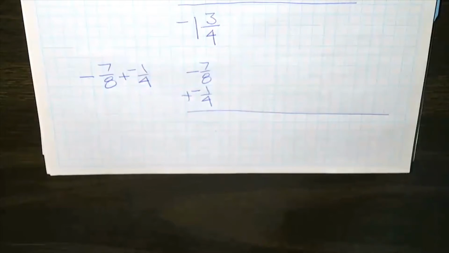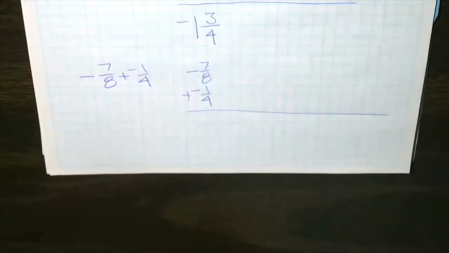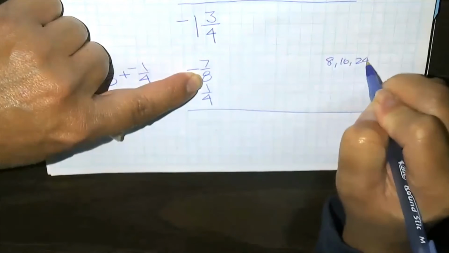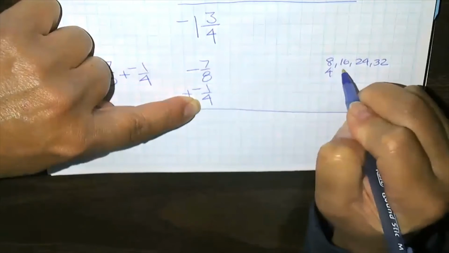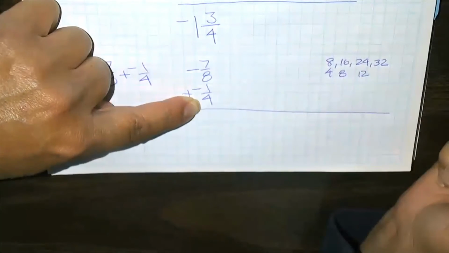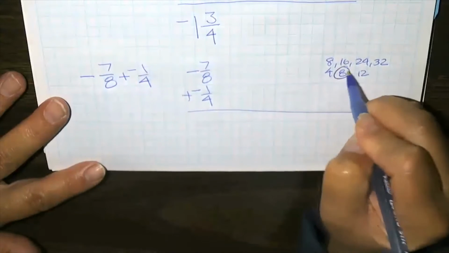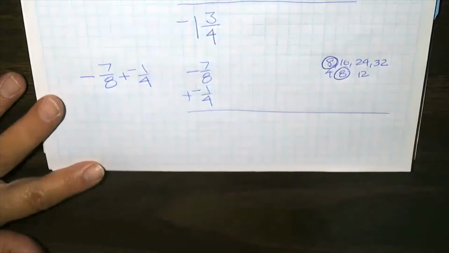So the first thing I need to do is find the common denominator. I have 8 and 4. Common denominators is skip counting. 8, 16, 24, 32. 4, 8, 12. So I'm looking for a number that's the same in both. So my common denominator is going to be 8.